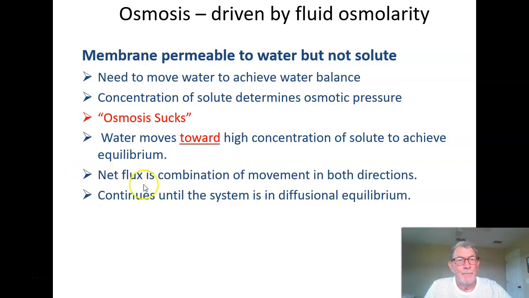So, you have a membrane that's permeable to water but not the solute. So you need to move the water to achieve a concentration balance. Osmosis sucks. The water moves toward the high concentration to dilute it so that they become as even as they can.